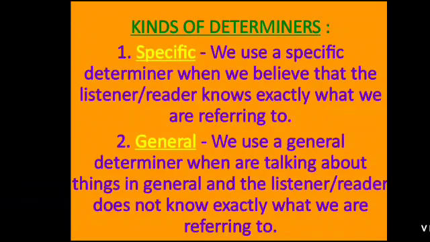Now, specific determiners means we use a specific determiner when we believe that the listener or reader knows exactly what we are referring to. As I have already said, these specific determiners are used when the listener or reader exactly knows what they are referring to. They are certain about the noun. They are certain about the usage of determiners. They are certain about things. Okay, but in general, the determiners are used in general.